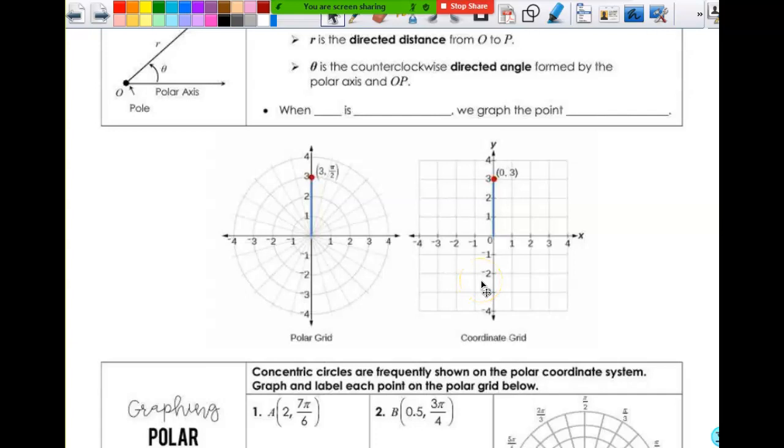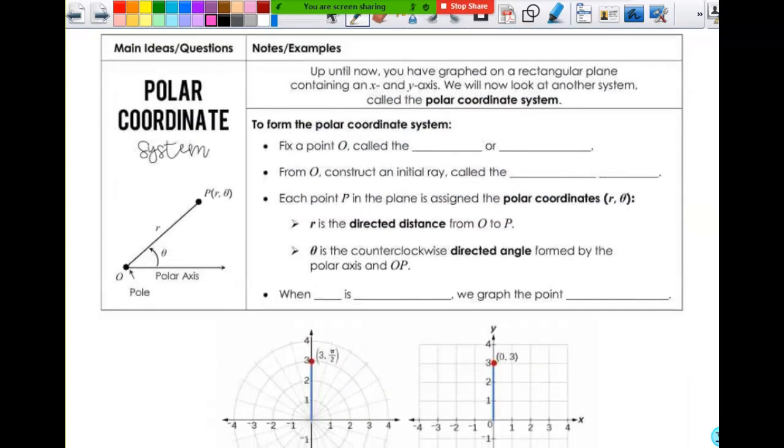We should be like experts at. And then this is what a polar coordinate grid looks like. And it's concentric circles instead of being a rectangle. All right? So let's talk about it a little bit, how we get these points, and then we'll do a few of those examples. So it says up until now, you have graphed on a rectangular plane.